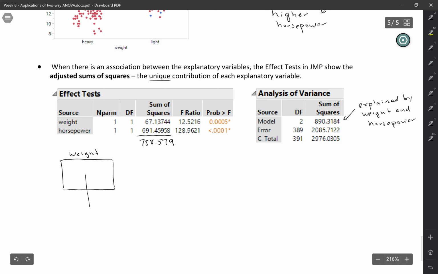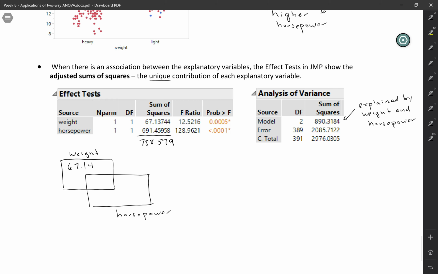And this square is the variability being explained by horsepower. So notice there's some overlap here, and that's because there's an association between the two variables. So for weight, the sum of squares adjusted is 67.14. This is the amount that's explained only by weight. And then for horsepower, we have 691.46. That's the part that's explained only by horsepower.